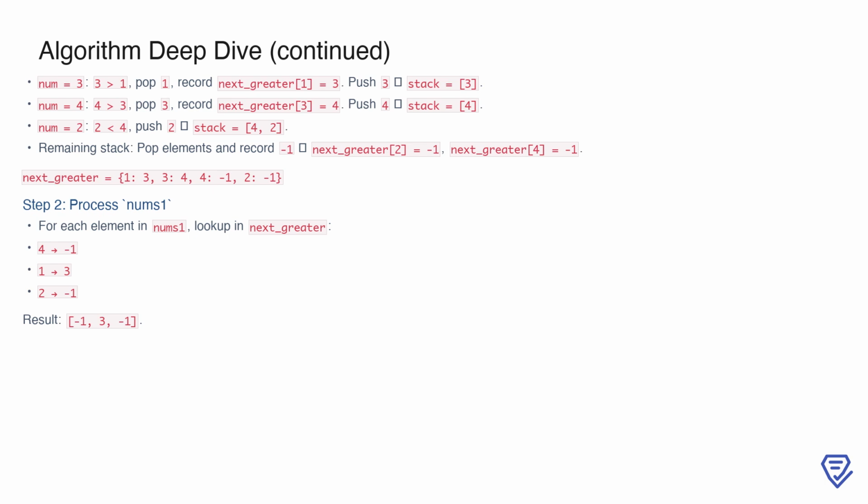Finally, for number equals 2, since 2 is less than 4, we simply push 2 onto the stack. At the end of the traversal, the stack contains 4, 2. These elements have no next greater element, so we record next_greater[2] equals -1 and next_greater[4] equals -1. The resulting hash map is 1 to 3, 3 to 4, 4 to -1, 2 to -1. Using this, we process nums1. For 4, the next greater element is -1. For 1, it's 3. For 2, it's -1. The final result is -1, 3, -1.